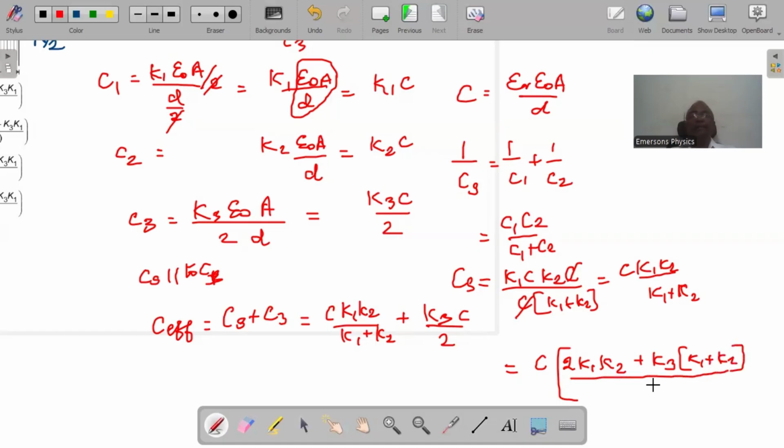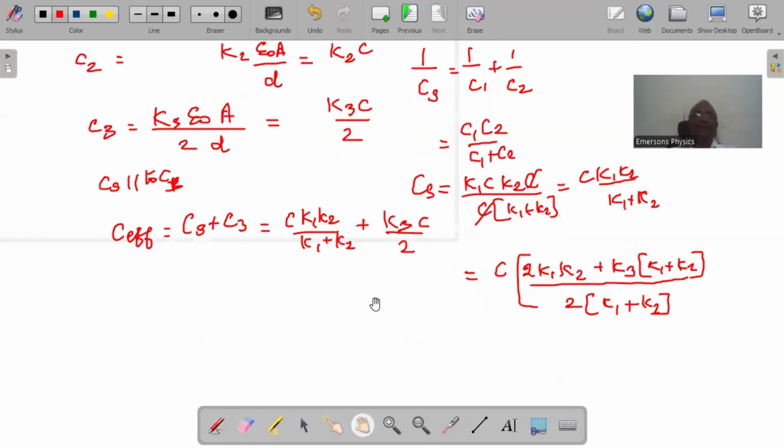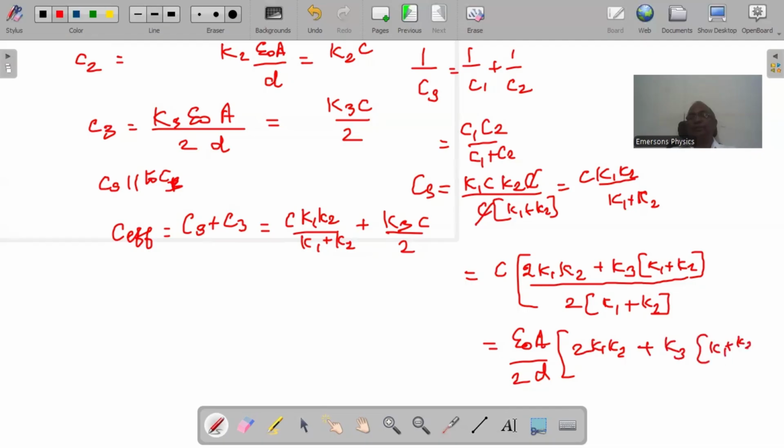Divided by 2 times K1 plus K2. So we know C. What is C? Epsilon naught A by D. We can take this 2 out as common: epsilon naught A by 2D into 2K1 K2 plus K3 into K1 plus K2, divided by K1 plus K2, will be the final answer.